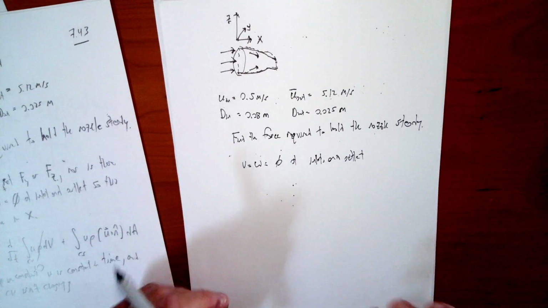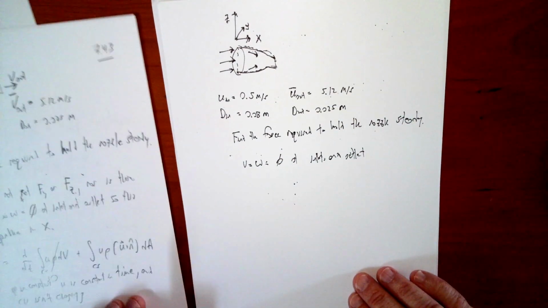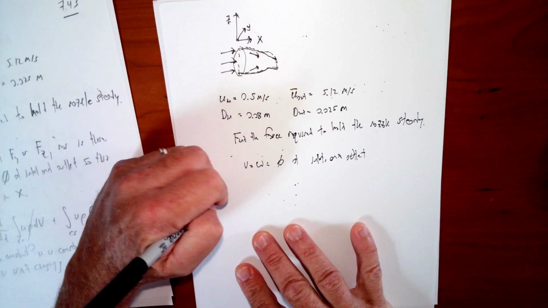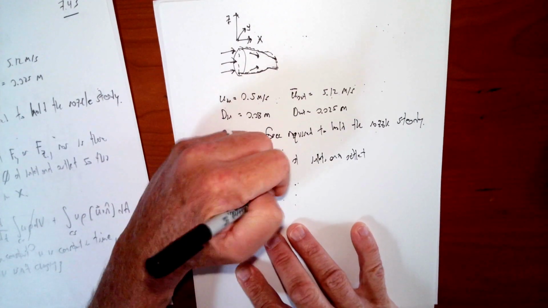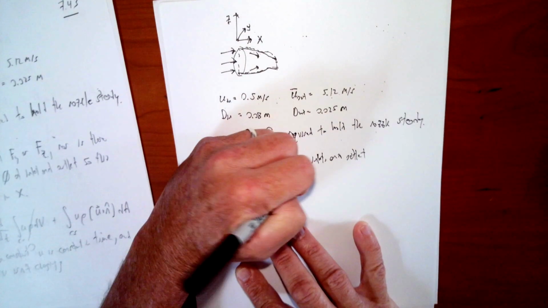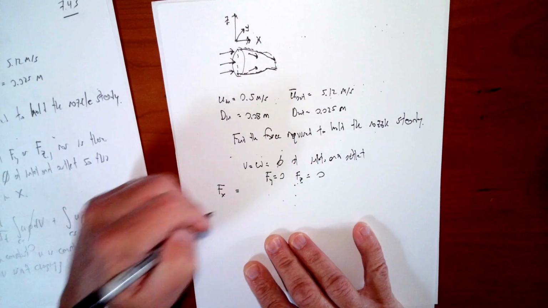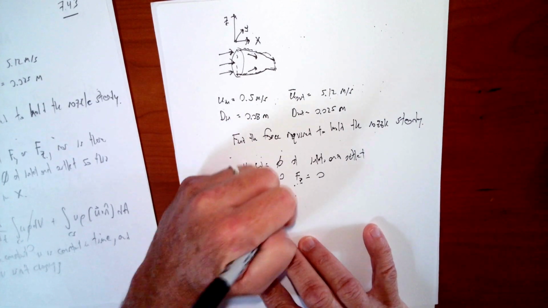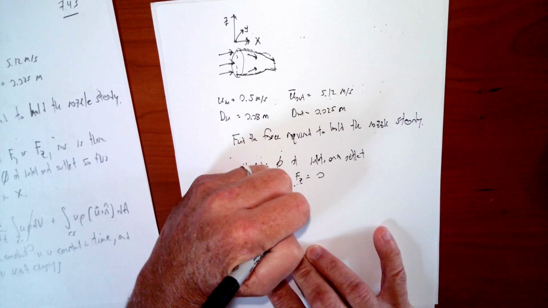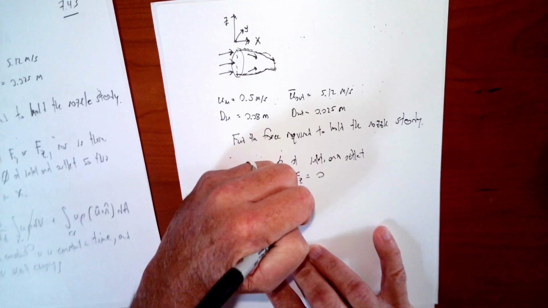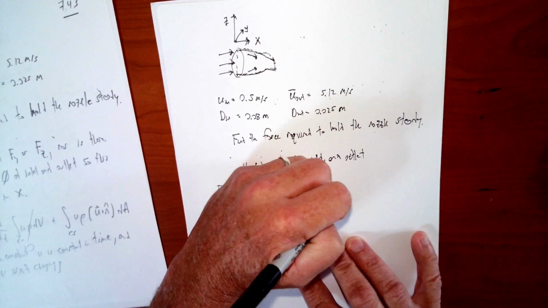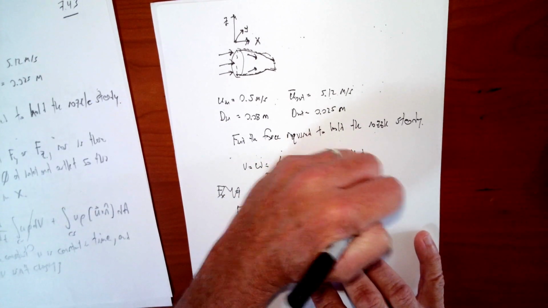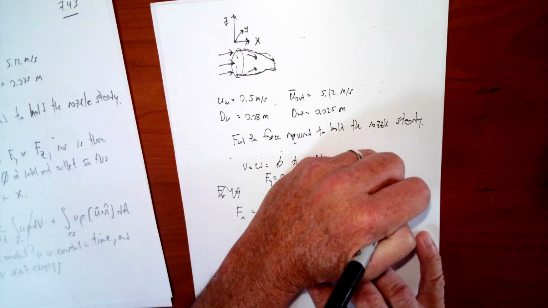But Fx is not going to be 0 because we have U velocities at the inlet and the outlet. So that's what we're going to be focusing on. Fx is the only non-zero term. I'll write down Fy equals 0, Fz equals 0. Then Fx is equal to the change in time of the control volume momentum, U rho dV, plus the surface integral, U rho U vector dot n hat dA.